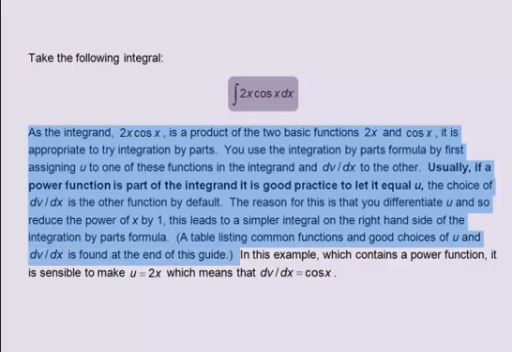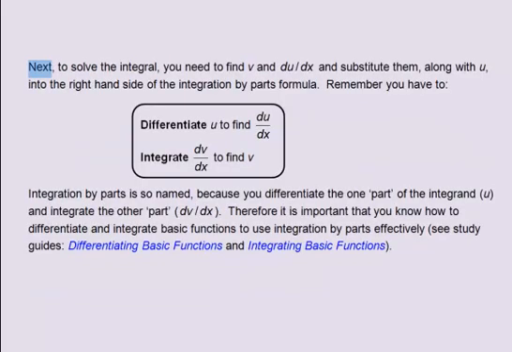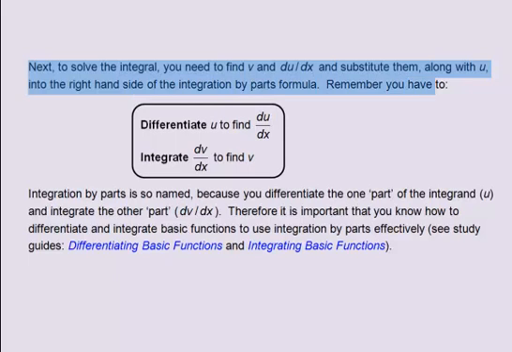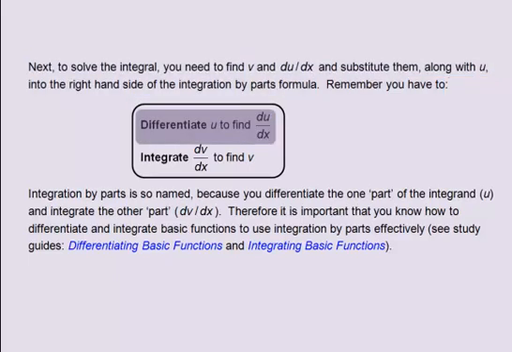this guide. In this example, which contains a power function, it is sensible to make u equal 2x, which means that dv by dx equals cos x. Next, to solve the integral, you need to find v and du by dx and substitute them, along with u, into the right hand side of the integration by parts formula. Remember that you have to differentiate u to find du by dx, and integrate dv by dx to find v.